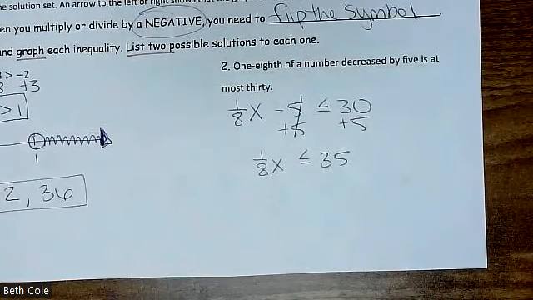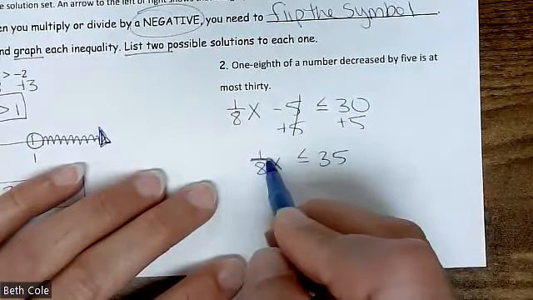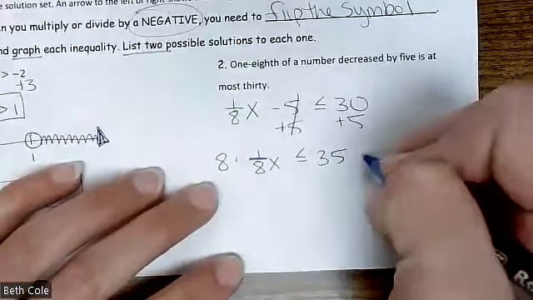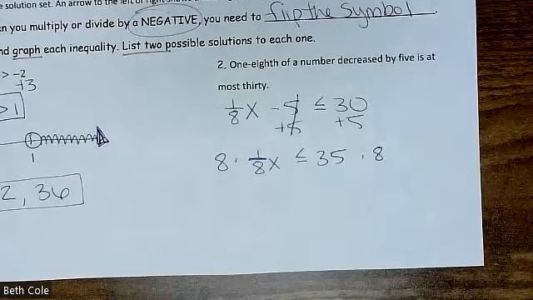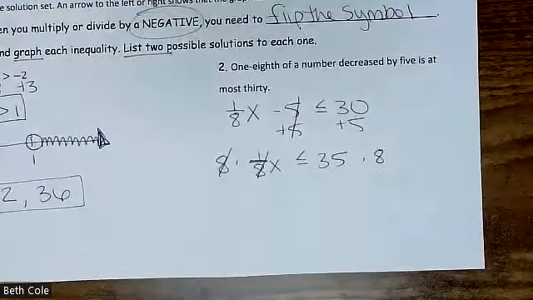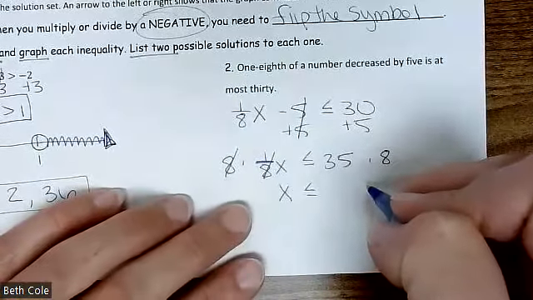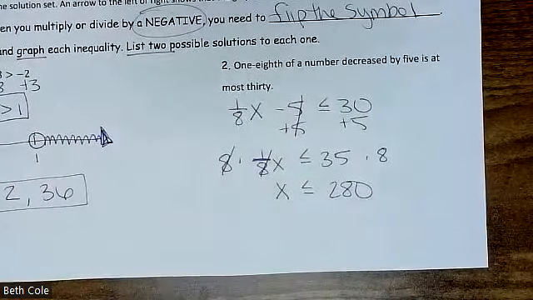I was going to go about it a little bit of an easier way. What does this bar mean? Division. So we want to multiply. So you're going to multiply both sides by 8. If there was a 1/3, you would multiply by 3. Just multiply by whatever's there. So you get x less than or equal to, I think that's going to be 280. I just did it real quick in my head. Let me type it in the calculator real quick. 280.